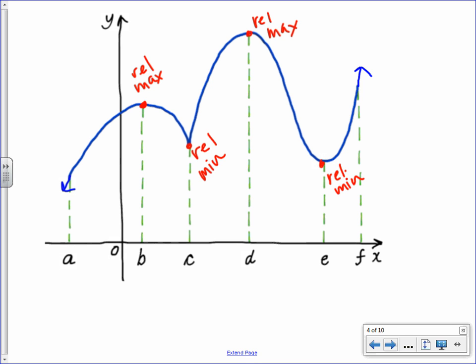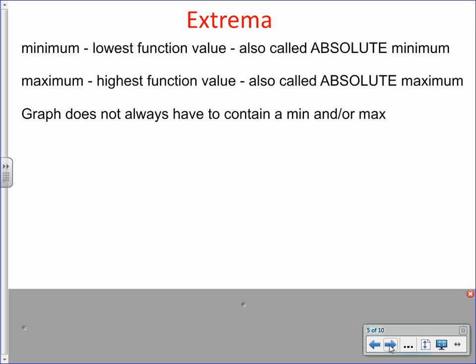Okay. Now, let's talk about the extrema part of this. Okay. Extrema. So if we have a point that is the absolute lowest point on our graph, okay, there is nothing lower than that point, then we call that the absolute minimum. Okay, so we have relative minimum versus absolute minimum. Okay, the maximum, our highest function value, so a point where there are no points higher than it, that is what we would consider to be an absolute maximum.